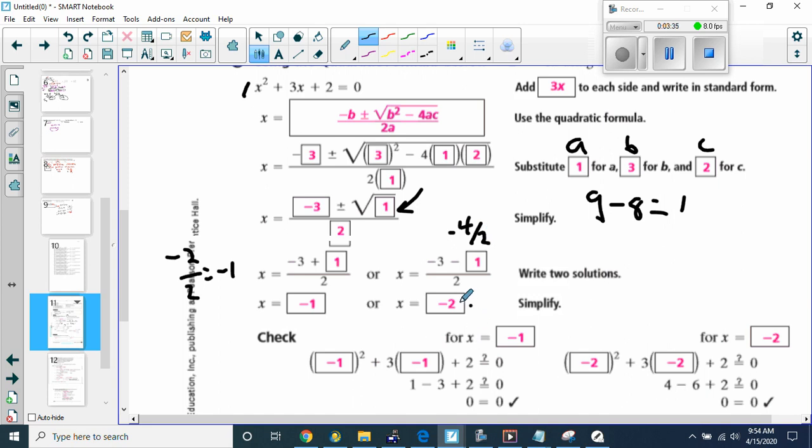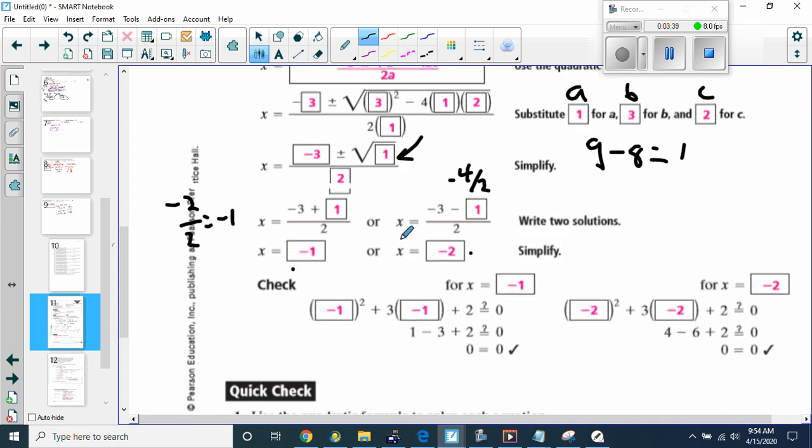And then they check their answer by putting the x back into the original equation. So they check for -1, they plug it in, they get 0, and they check for -2, plug it in, and get 0.